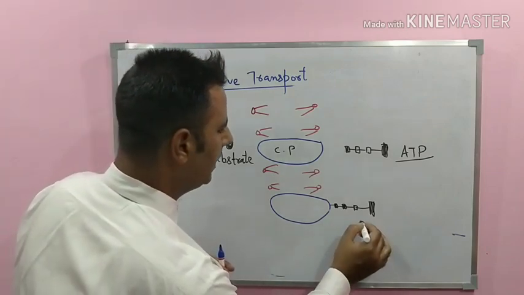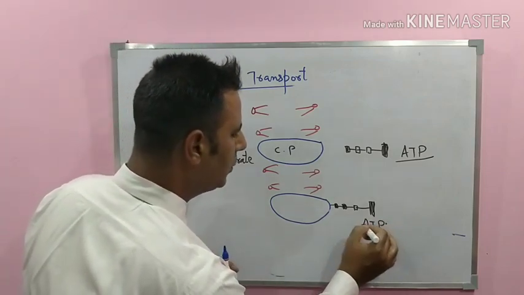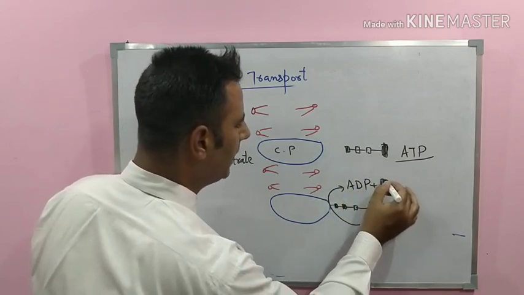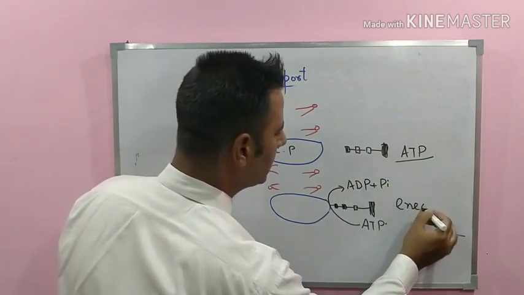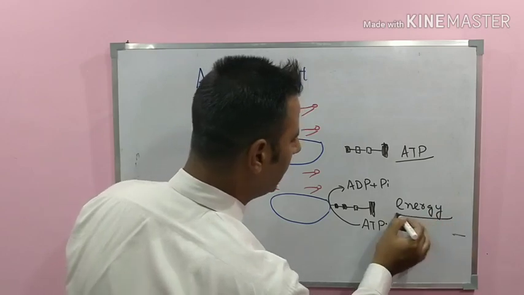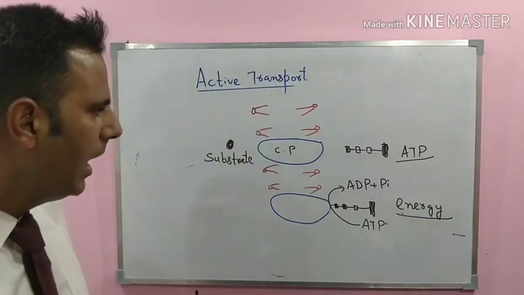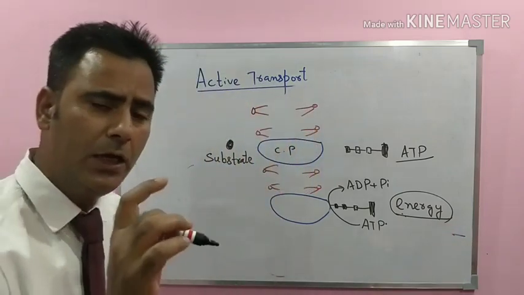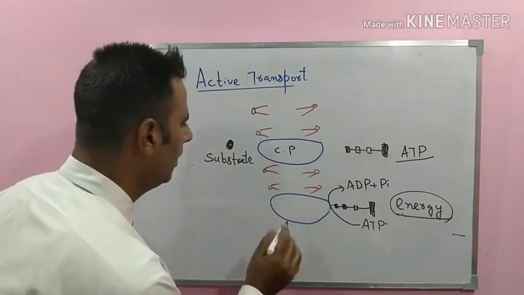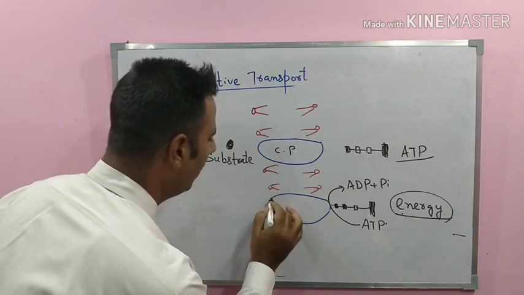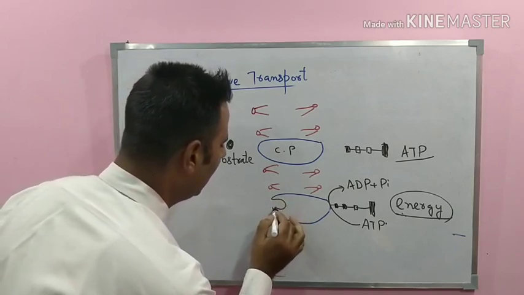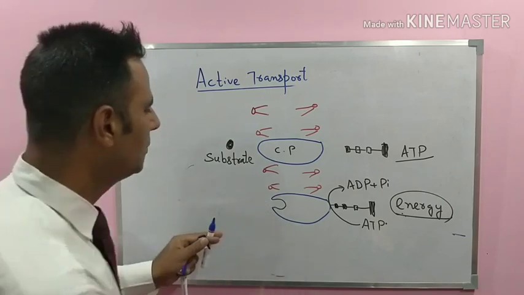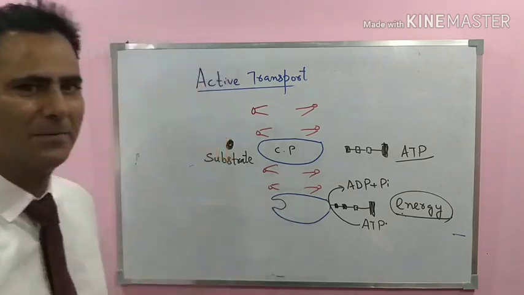This ATP will be utilized and it will be converted into ADP and inorganic phosphate. Certainly there will be a release of energy. The energy which will be released is going to be used for bringing the substrate binding site to the exoplasmic surface.